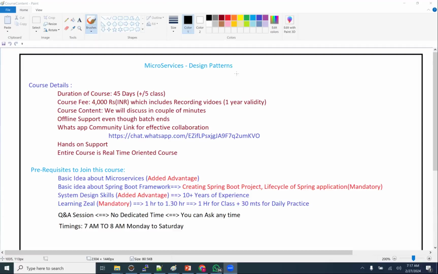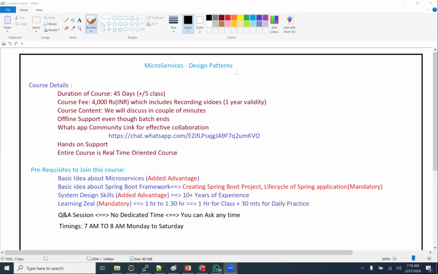The prerequisites: we need a basic idea of microservices. If you have an idea, that's fine. Otherwise, I will give you a brief overview: what exactly a microservice is, why microservices, what is the difference between monoliths, SOA and microservices, and what is the use of microservices. All these things.